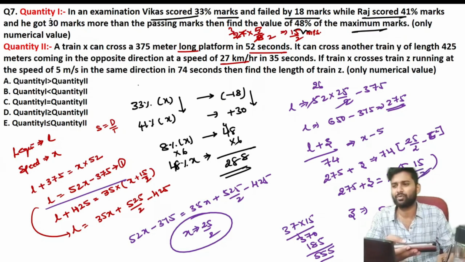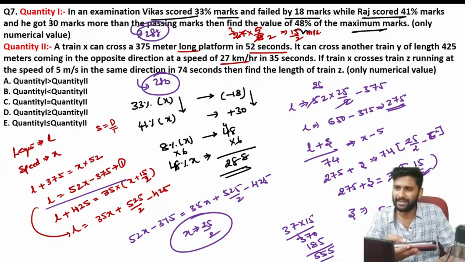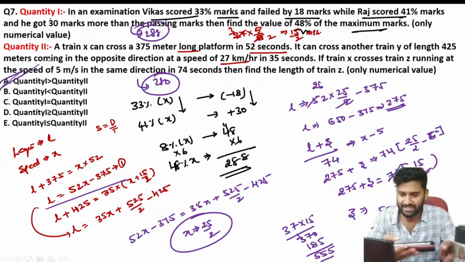So you will get this value. Quantity 2 is 280, guys. Quantity 1 is 288. So you know that quantity 1 is greater than quantity 2.